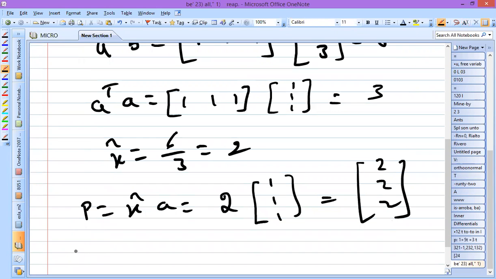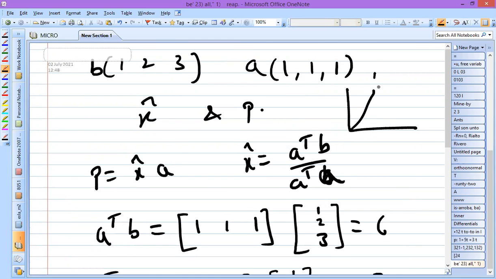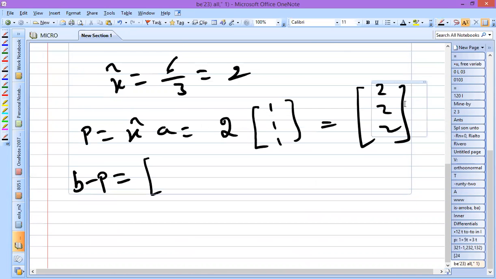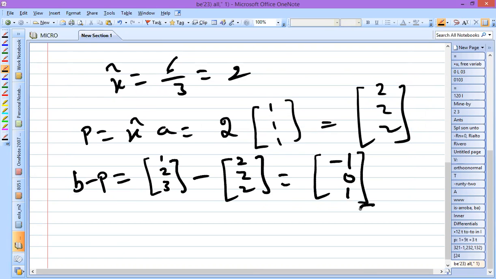Can you also calculate the distance vector b minus p? If you don't understand, draw a diagram. So this is b, this is a. We are drawing the projection of b on the line a. Consider the projection point as P. So this distance will be b minus p. b is 1 2 3 minus 2 2 2, which is equal to minus 1 0 1. This is the distance vector.